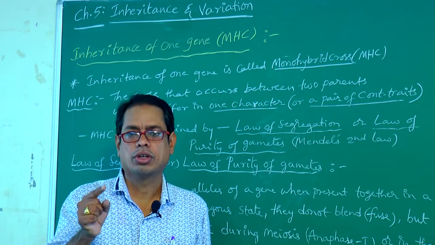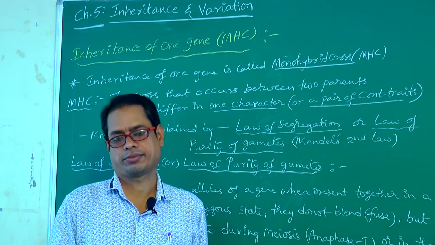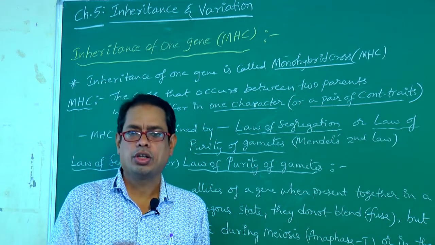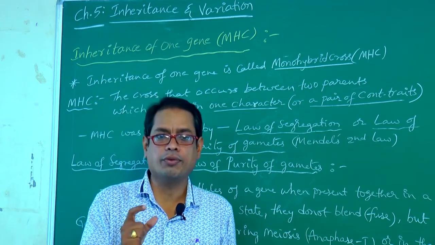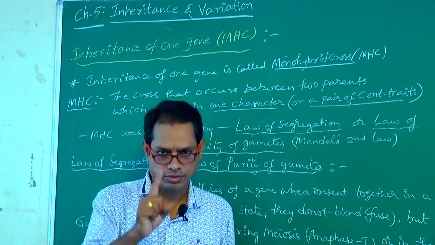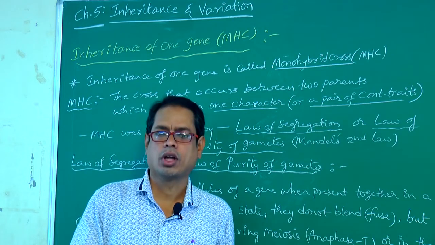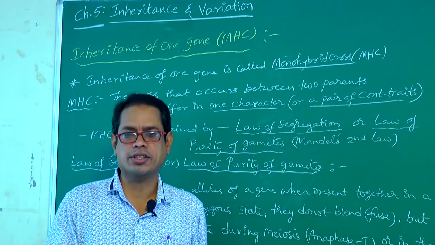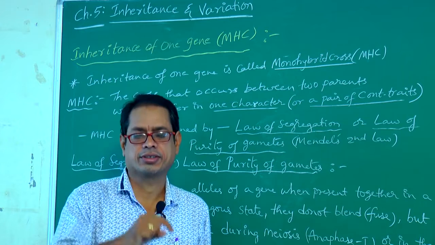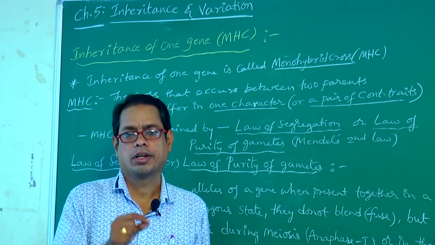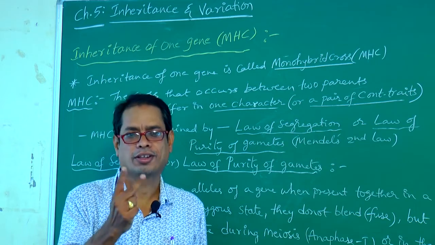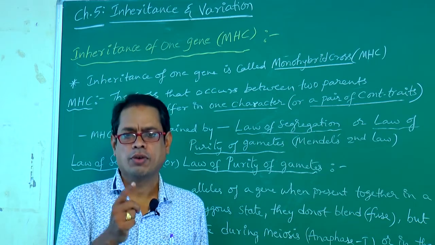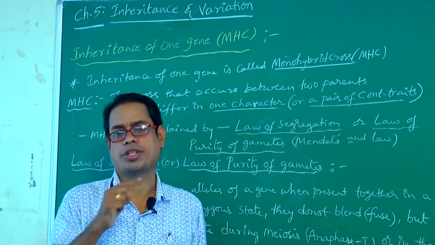Period of time: 1856 to 1863. In those 7 characters, how many characters are related to vegetative characters? Only 1. How many floral characters? 6. Number of characters related to flower? 2. Flower color, flower position.